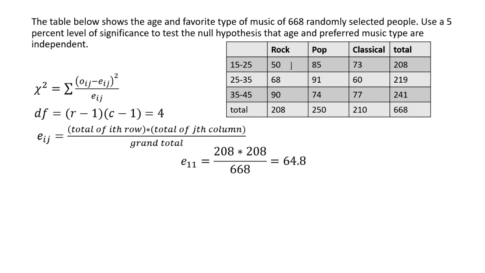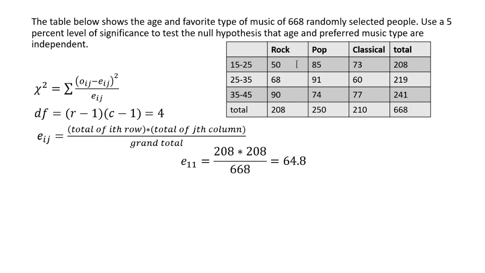So for example, this E11, first row, first column, the expected value is computed as follows. Its row total is 208. Column total is also 208. So you do 208 times 208 divided by the grand total, which is 668. And that's the value, 64.8.